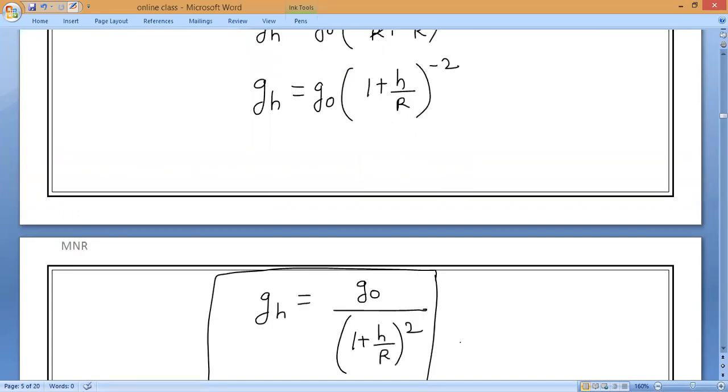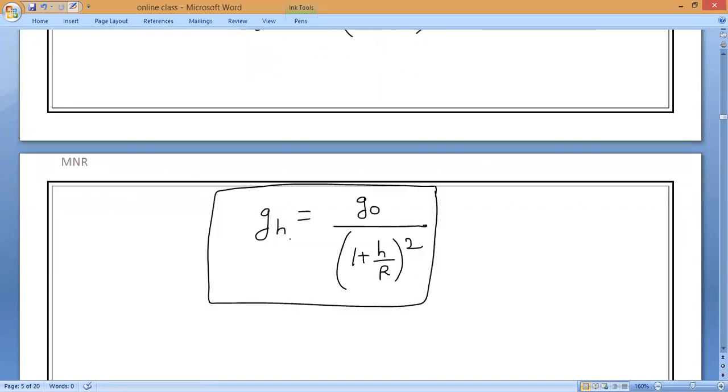So this is the relation between height, gravitational force, acceleration due to gravity at height, and acceleration due to gravity at the surface. The relation between g, g_h and g naught is this. Hope everybody understands. Any doubt, anybody can ask me. If not, this is all about it.